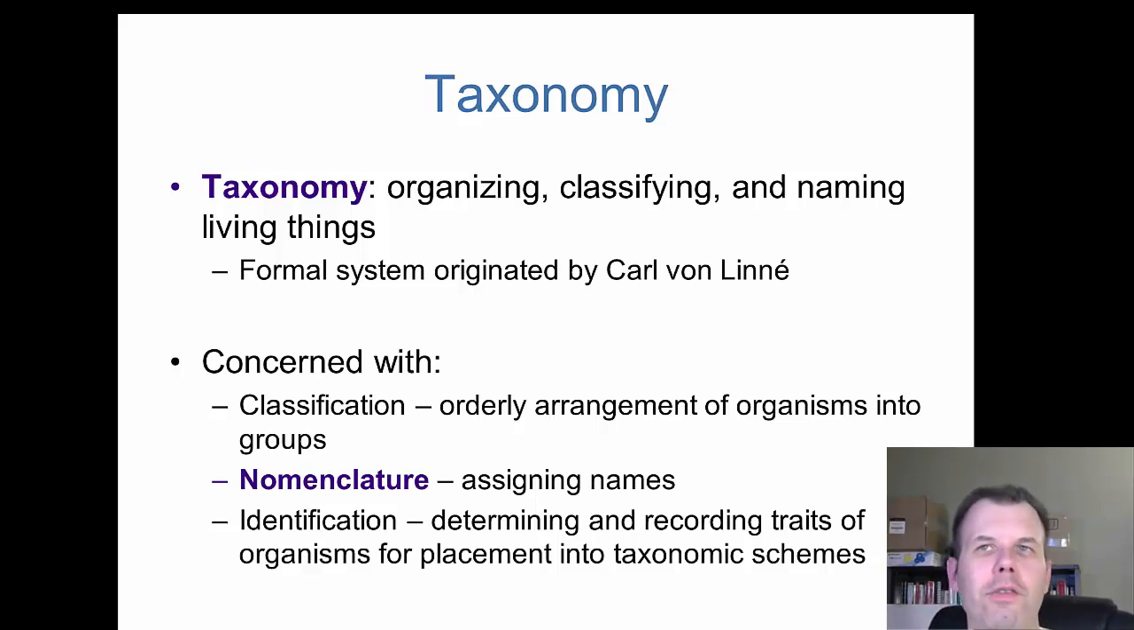This was a formal system that was originated by Carl von Linné. He was the guy that came up with the idea of giving organisms two names. Okay, and so it concerns classification. How do things fit together? We talk about the common ancestor. How do things like humans relate to bacteria, or humans relate to dogs, or whatever you want to talk about in these situations? And we look at these things and we want to know how they are classified.